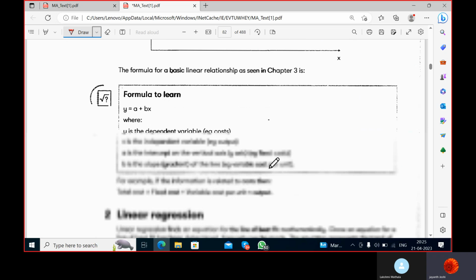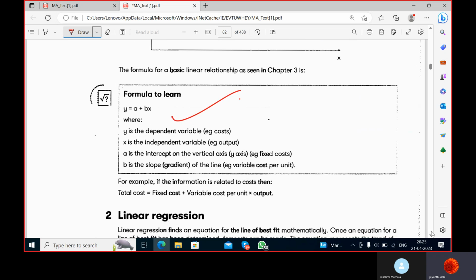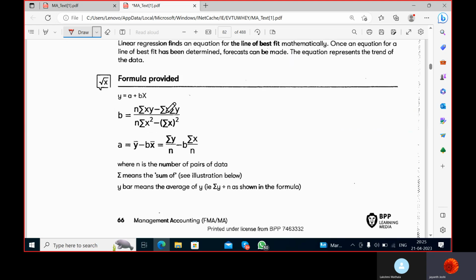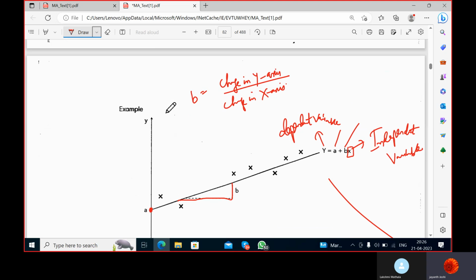We'll move forward. I have already explained this, and I'll move to linear regression. Once you have had a look through, I'll move forward immediately. Yes, sir, done, sir.